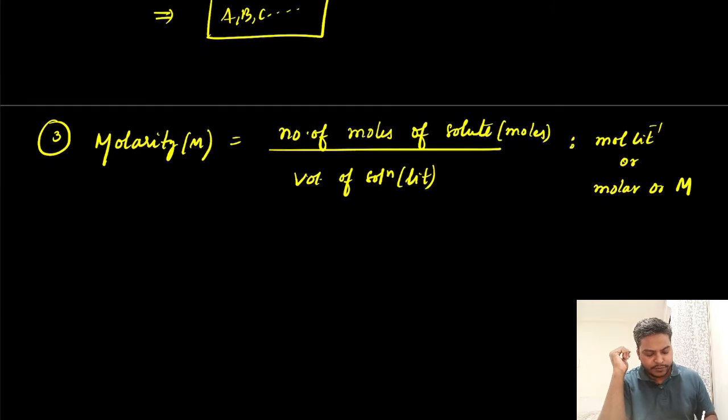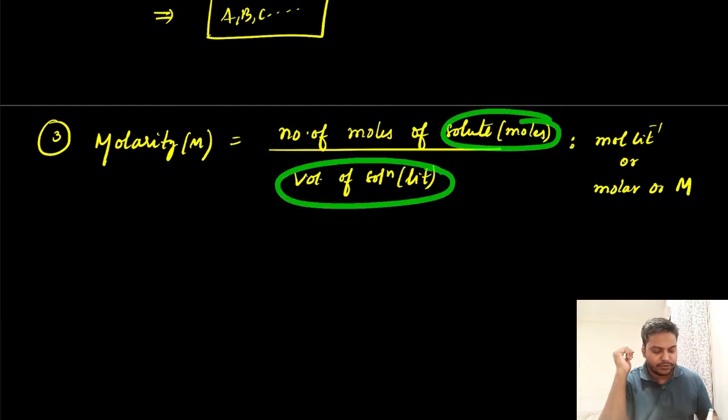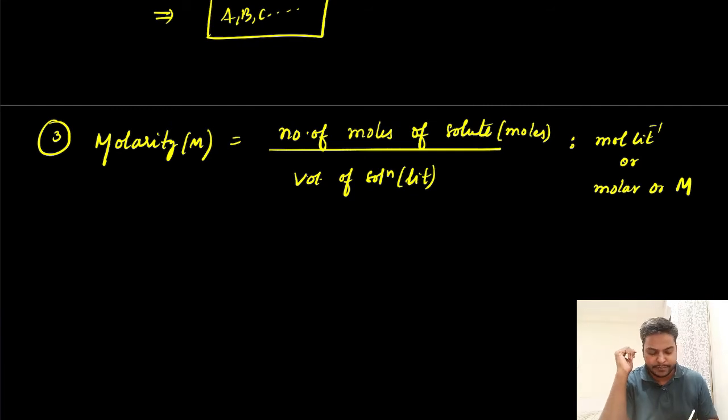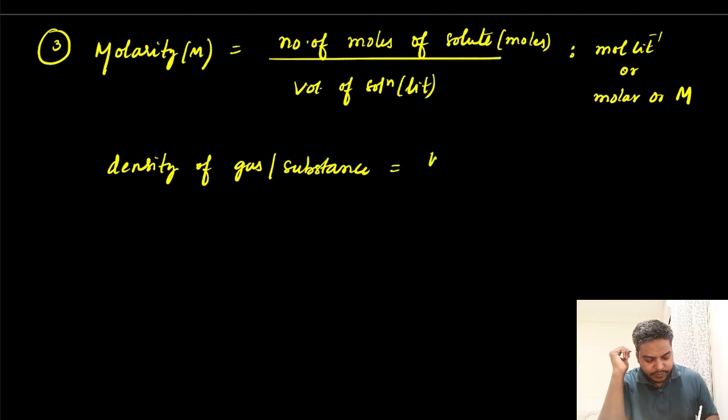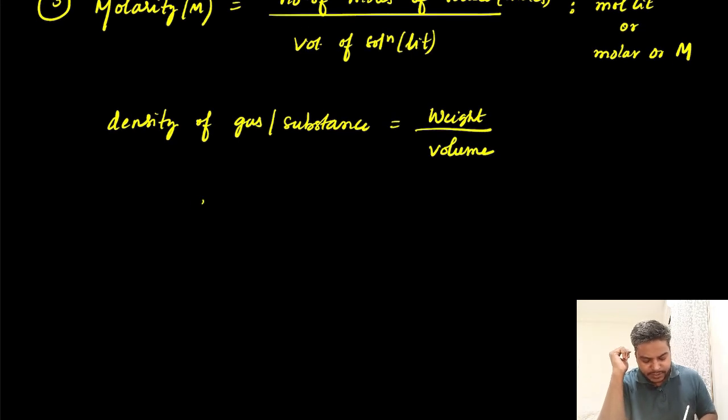So number of moles of solute divided by volume of the solution in liters represents molarity. Now what you will identify, students, if you learn the basic term like what is density. Density of a gas or any substance will be equal to weight of that substance divided by volume of that substance. So sometimes if the density is being used, we can see that this is the weight by volume term which you will get as density.